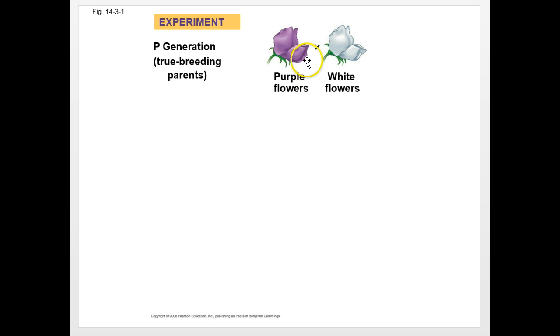So on one area of the greenhouse, he would grow purple flowered pea plants until they only ever produced purple flowers. On another area of the greenhouse, he had white flowered pea plants, and he kept breeding them until they only ever made white flowers. So now he's got two areas. One only ever has purple, the other only ever has white. So it's said then that they're pure breeding, or what we call homozygous for their trait. Homozygous purple and homozygous white.